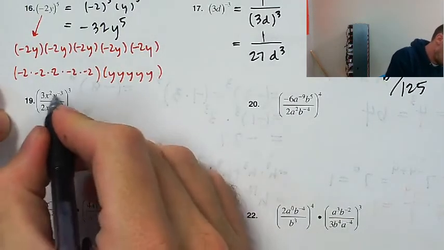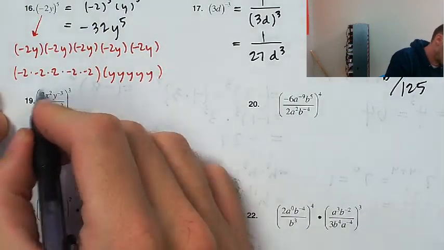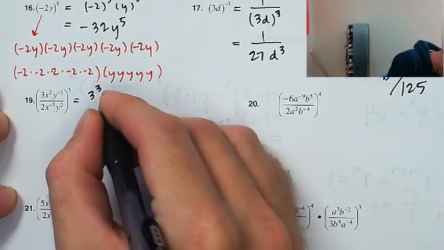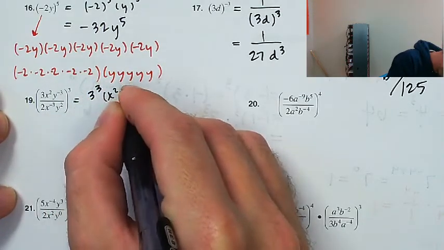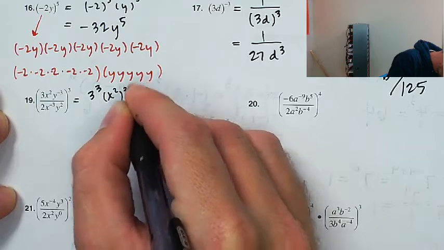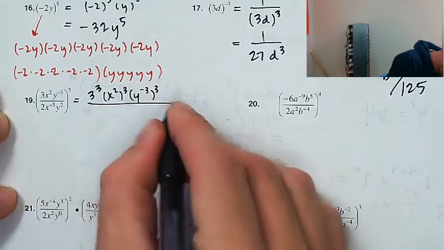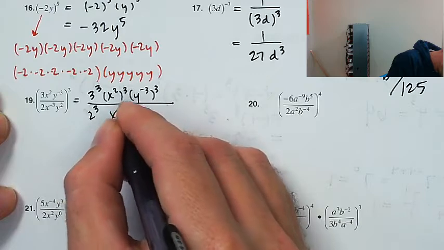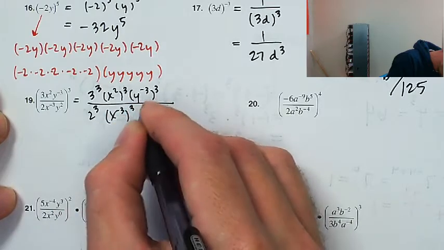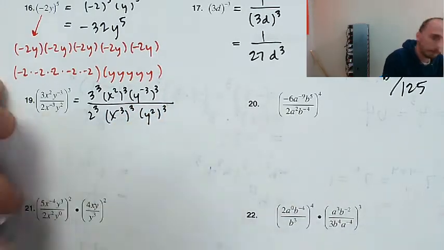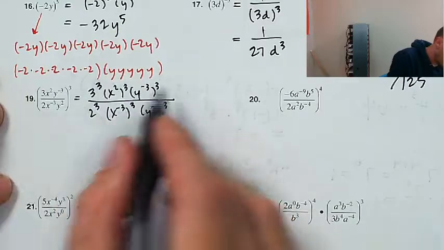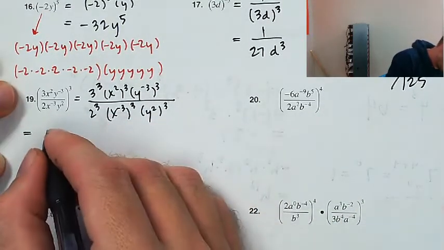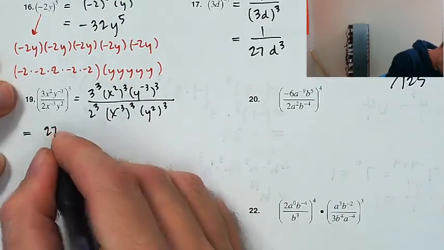So if I've got a bunch of stuff multiplied together to an exponent, that exponent goes to everything. So I've got 3 to the 3rd, x squared to the 3rd, y to the negative 3 to the 3rd, divided by 2 to the 3rd, x to the negative 3 to the 3rd, and y squared to the 3rd. And now I'm just dealing with it. I'll get rid of the negative exponents eventually. So 3 to the 3rd is 27.